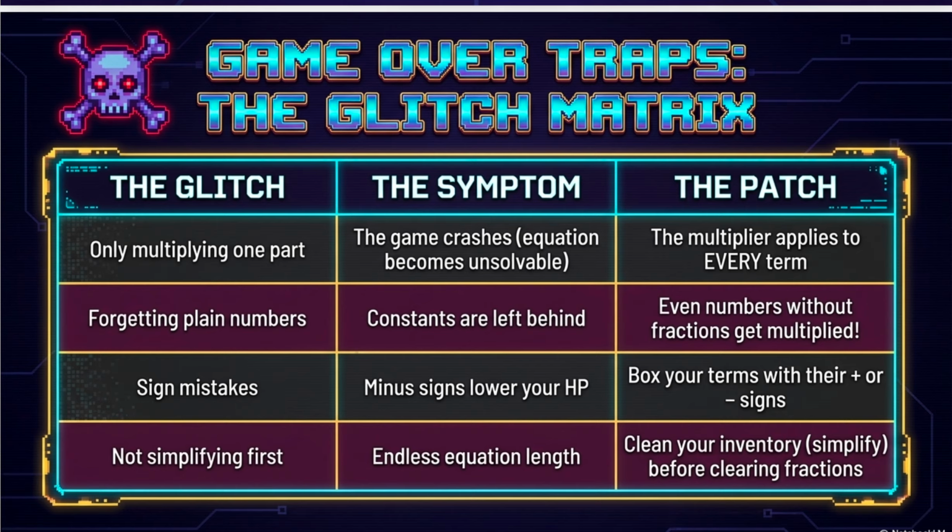These are the biggest mistakes to avoid. One is multiplying one part of the equation instead of every term. Another is forgetting the plain numbers and only focusing on the fractions. Sign mistakes can also happen really easily, especially with subtraction. And finally, don't skip simplifying. The cleaner your equation is, the easier it is to solve.